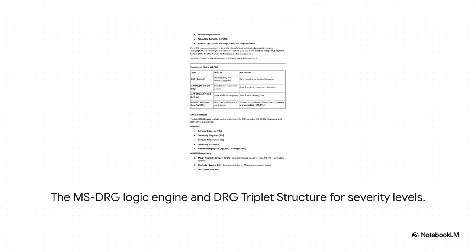A really cool feature of this architecture is the triplet structure for severity levels. Take heart failure, for example. It actually splits into 3 distinct tiers. You've got DRG 293, which is heart failure without complications, then DRG 292, which is with a complication or comorbidity, a CC, and finally, DRG 291, which is with a major complication, an MCC. So you see, it's the exact same base disease, but with completely different resource needs.